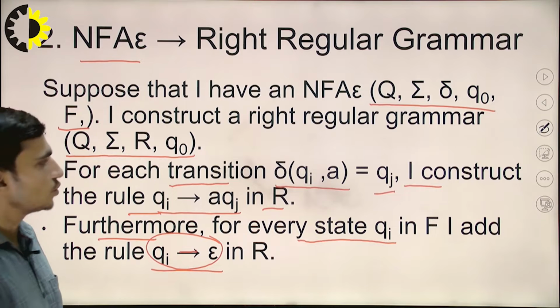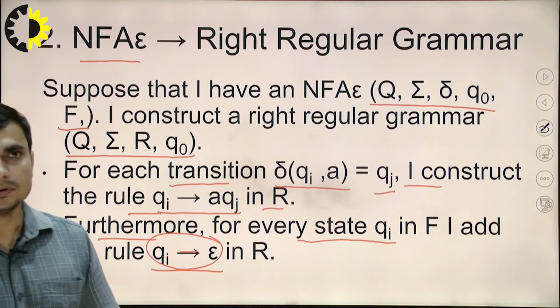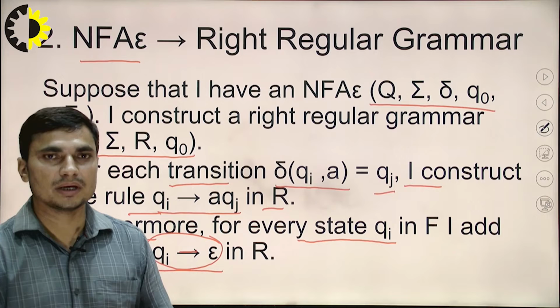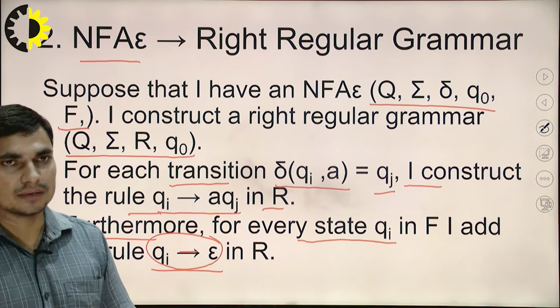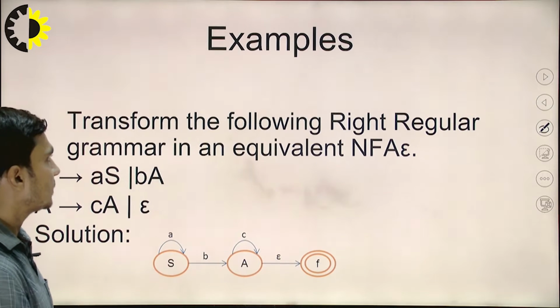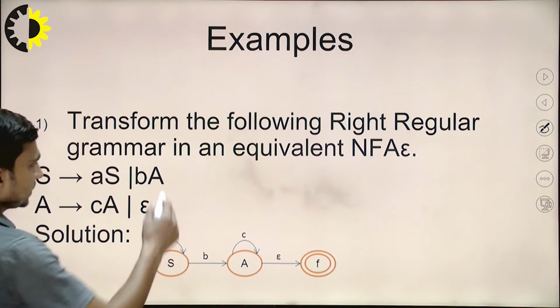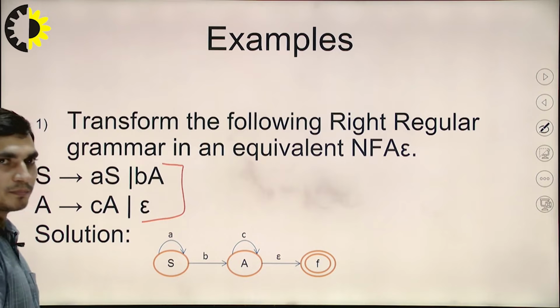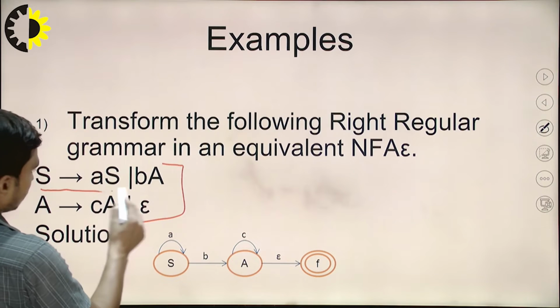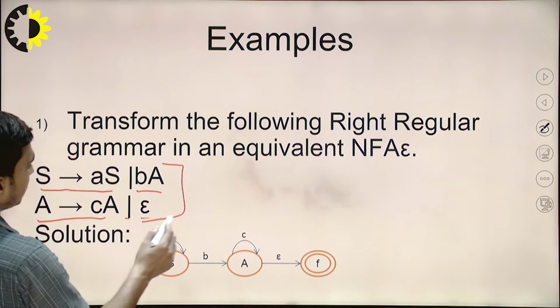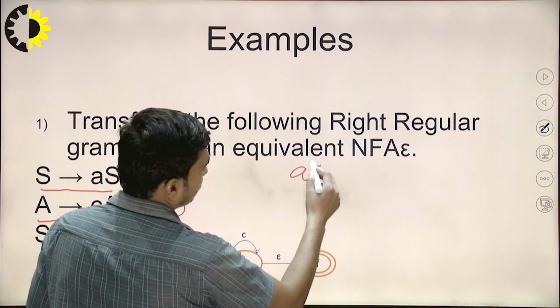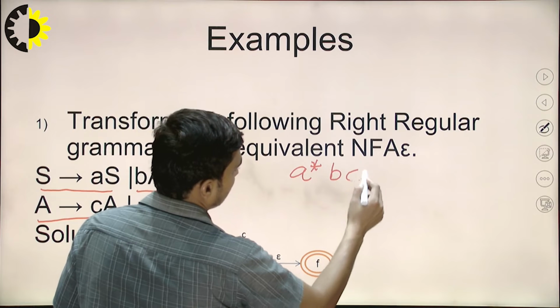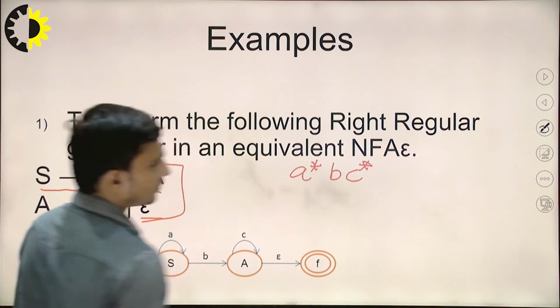So, these are the 2 ways to show that for a right regular grammar we have an equivalent NFA, or for an NFA we have an equivalent right regular grammar. Just taking an example we have discussed before. We have 4 production rules here which represent a grammar, and we have seen that this grammar is generating the sequence a* b c*.